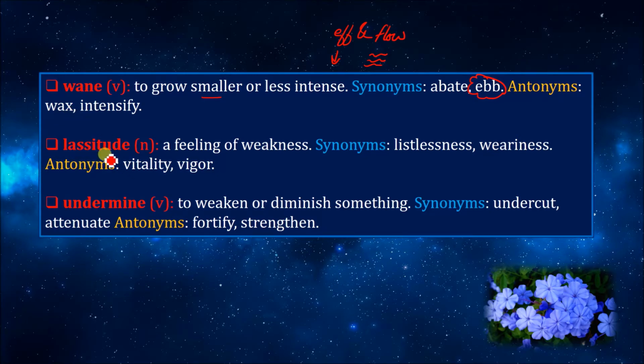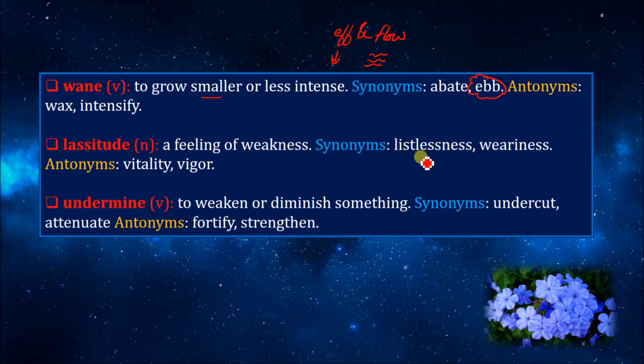The next term is lassitude. Lassitude is a feeling of weakness. The way I appreciate it is like on a hot summer day. It's very hot. You go out for like 2 minutes and you come back. You feel like you're on a marathon or something. You feel like not doing anything. That's lassitude, a feeling of weakness.